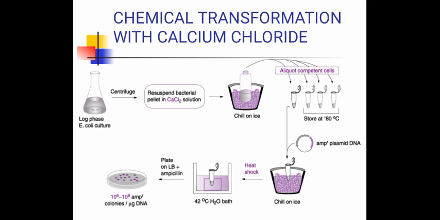Then what is happening? The E. coli bacteria, meaning bacteria, are present in this test tube, and plasmids are present separately. First we did centrifugation, then we made different aliquots, then we kept it in chilled ice, then we gave heat shock.